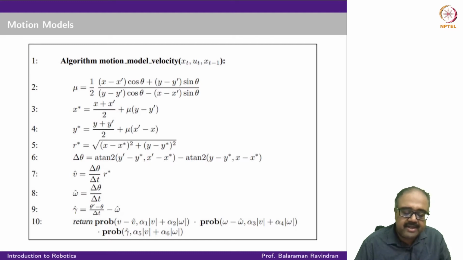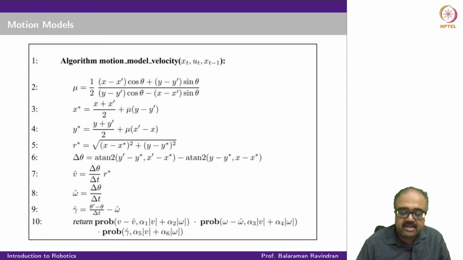And how do I get this v hat and omega hat? This is basically the rate at which my angle changes times the radius. So r star into delta theta gives me the distance I traveled, and delta t is the time I took. So this is the actual velocity of travel, and this delta theta is the angle that I have traversed, and delta t is the time I took, and therefore omega hat is the actual angular velocity that I have. So intuitively I hope it makes sense.